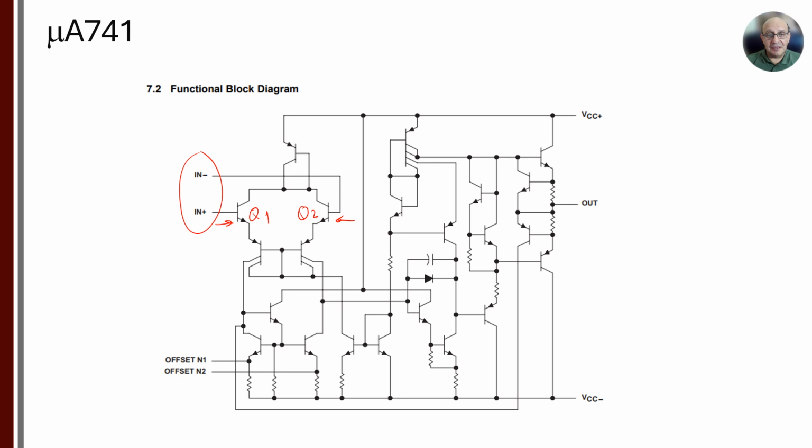The other thing is that the left side of the circuit is supposed to match with the right, Q1 and Q2. These transistors are supposed to match. The current on one side is supposed to match the other, but in reality it doesn't. In addition to that, this circuitry might introduce an offset such that when you tie these two inputs together, the output is not necessarily going to be 0.